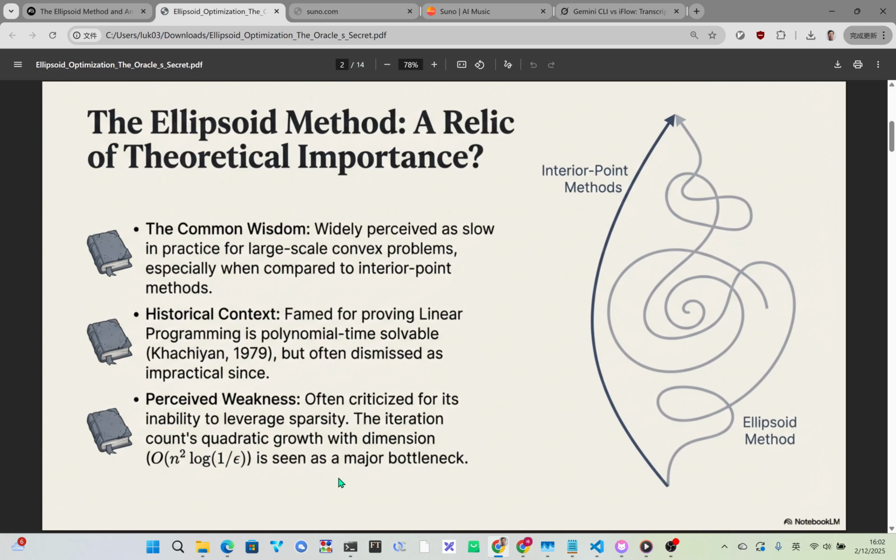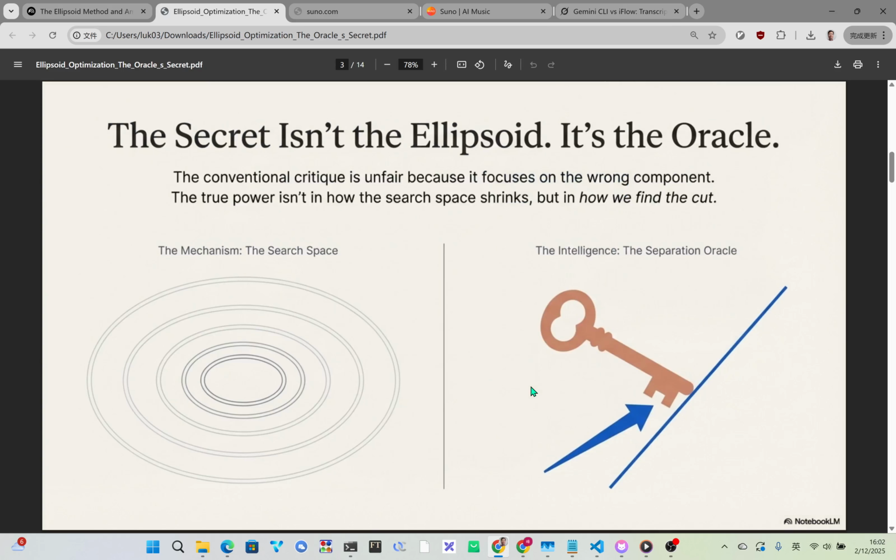Okay, so the conventional wisdom looks at that n² term and just says, forget it, too slow. Mm-hmm. But that's where our central shift in perspective comes in. We're saying that critique focuses on the wrong part. The wrong component entirely. The search mechanism itself, sure, it might be quadratically slow in high dimensions, but the real power, the true intelligence of this thing, isn't in how the ellipsoid shrinks. It's in how the cut is found. That's it. The efficiency is purely a function of the oracle.